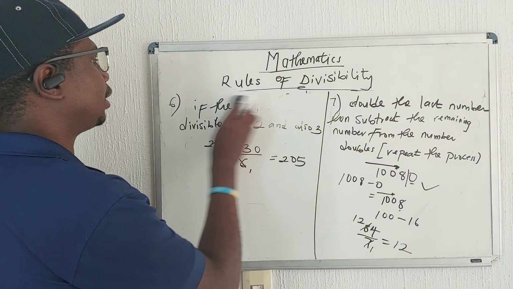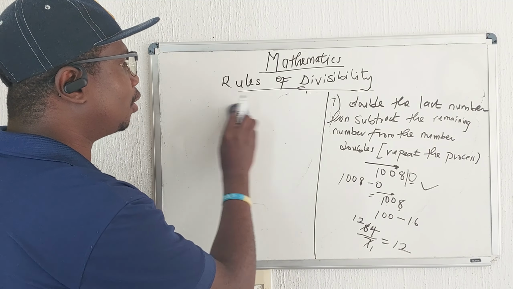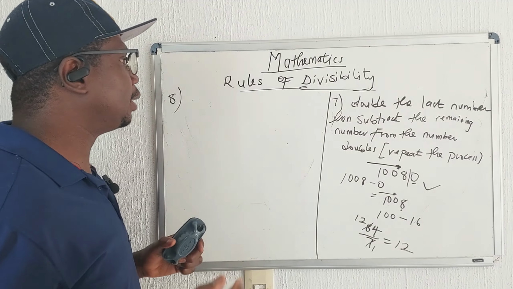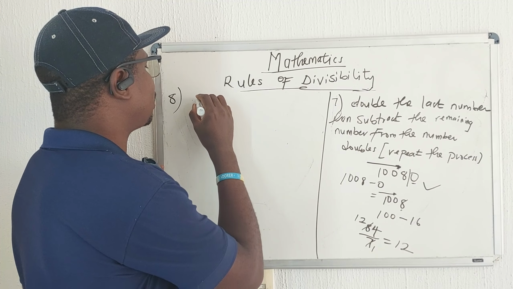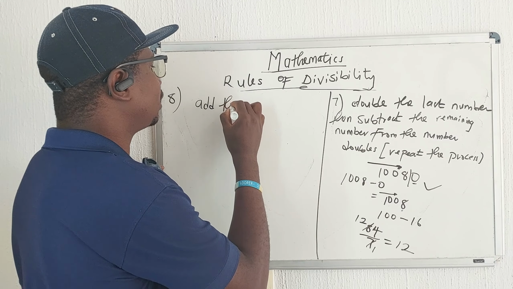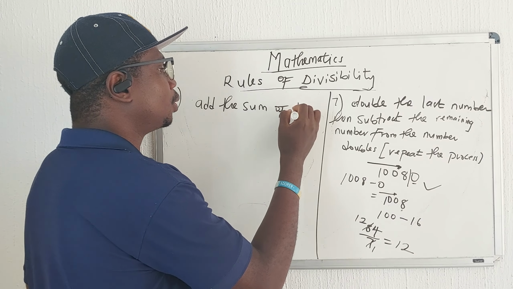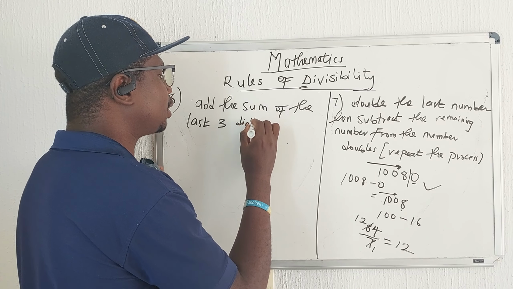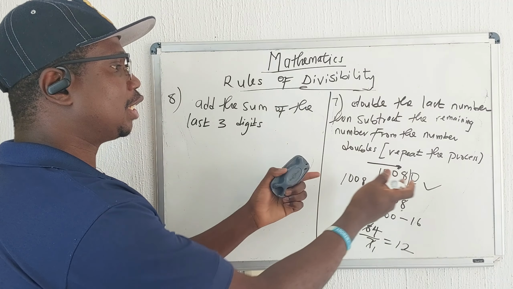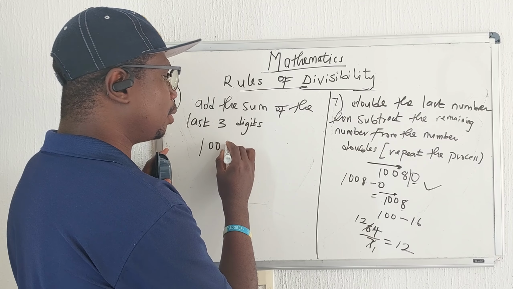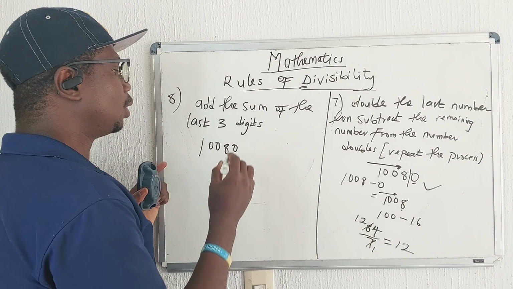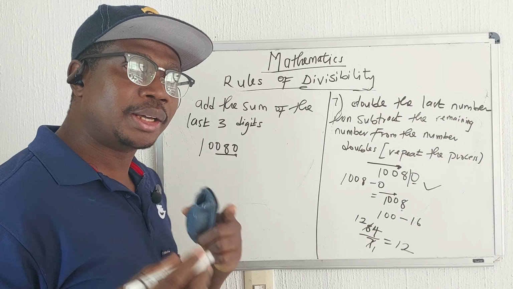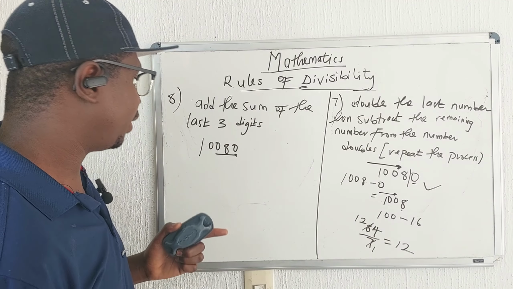So the next test is to test for 8. To test for 8, the test is to take the last 3 digits. Let's use the same example, which is 10080. Now, what is the last 3 digits here? These are the last 3 digits. If it's divisible by 8, you know that the whole number must be divisible by 8.